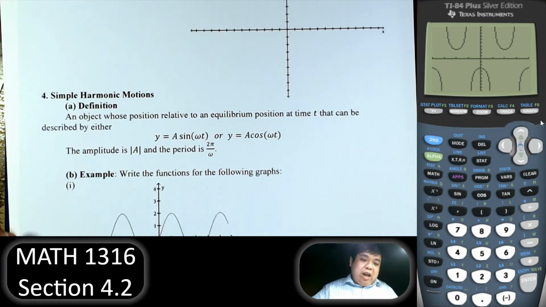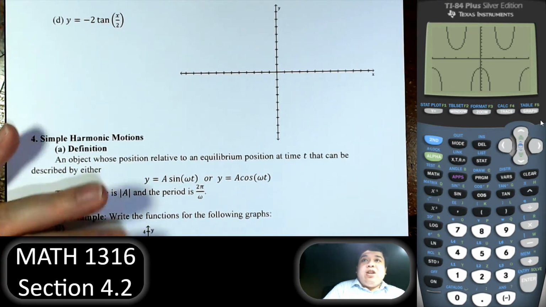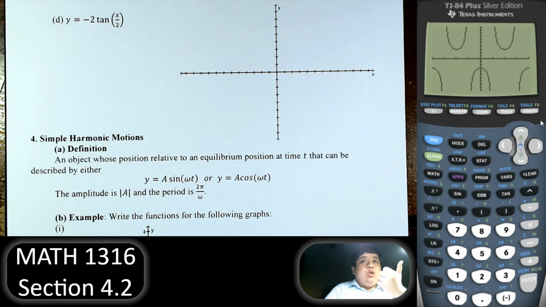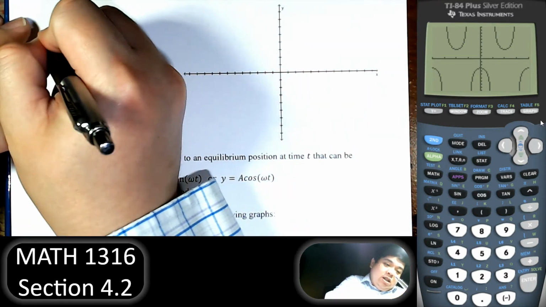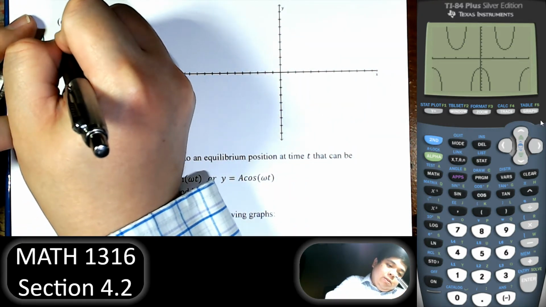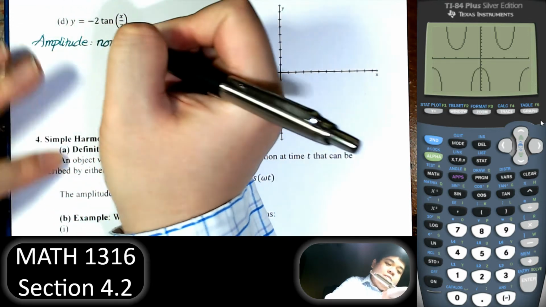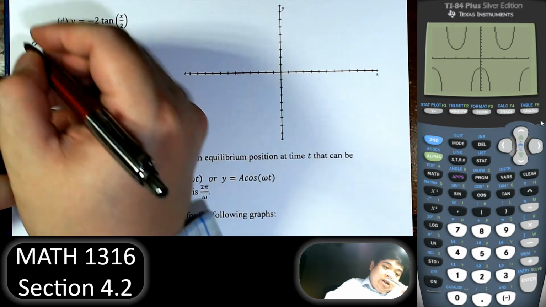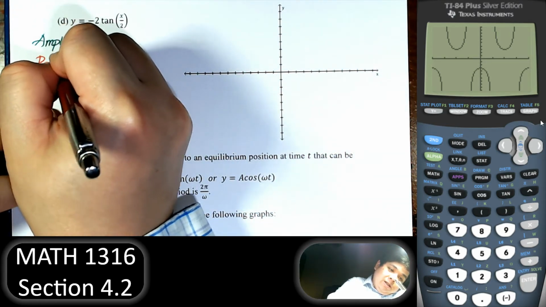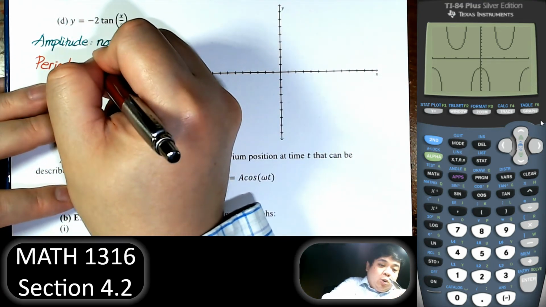Now about tangent and cotangent. For tangent and cotangent, the amplitude will be none. The period for normal tangent and cotangent is pi.